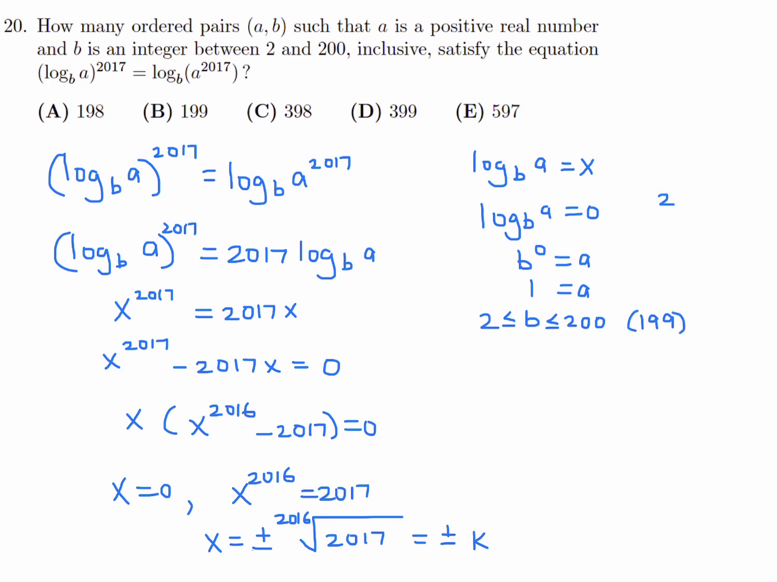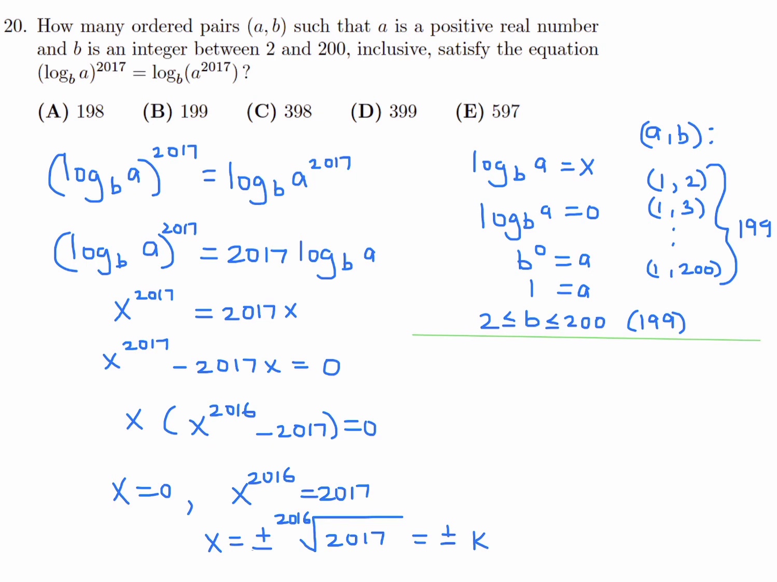They would be (1, 2), (1, 3), all the way until (1, 200). So A is always 1, and B is anywhere from 2 to 200. These are my ordered pairs, and as you can clearly see, there will be 199 of them. Okay, so that takes care of that part.